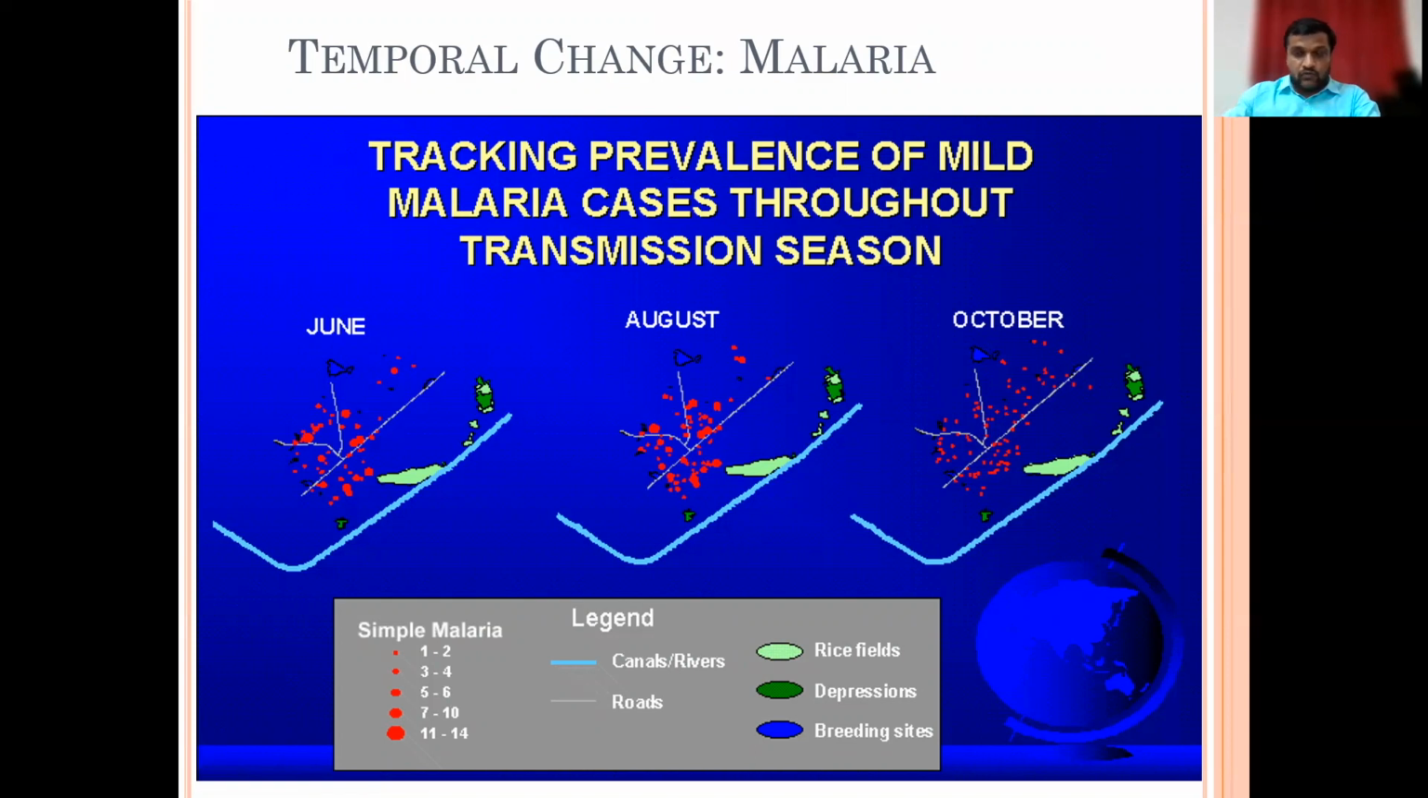We can have the temporal data sets in different months of the year, and we can see how much area is highly affected by malaria, what is the rate of the spread, and in which direction a particular disease like malaria is spreading in different months. That can be done using remote sensing and GIS. That is very much important for analyzing the impacts of a particular disease on human health.